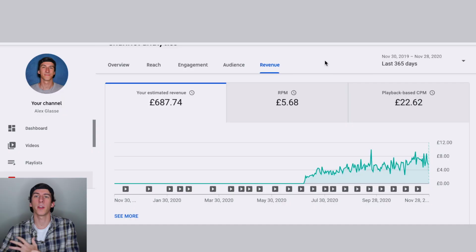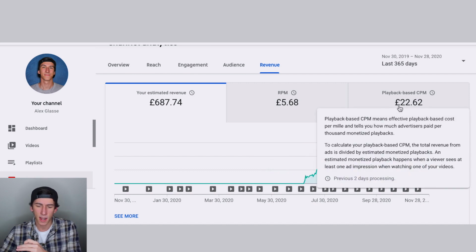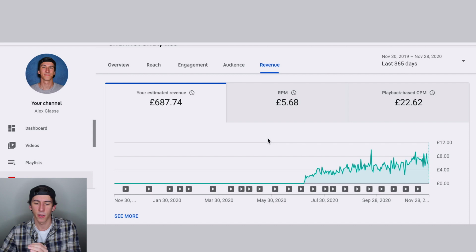Okay, so here we are on YouTube Studio looking at the revenue tab. Okay, so this is looking at a 1 year period. And so this total amount is how much money the channel has made in total since being monetized and being able to run ads on the videos. When it comes to the RPM and CPM, I'll go over exactly what both of those mean later on in the video. But to start with, let's just look at how much money the channel's been making over time since being monetized.